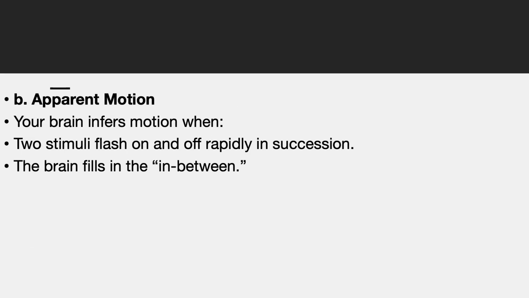Along with that, we have apparent motion. Your brain infers motion when two stimuli flash on and off rapidly in succession. The brain fills in the in-between. This is why movies, animations, and LED signs work. Still images shown rapidly perceive motion.